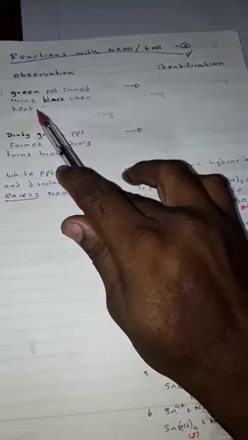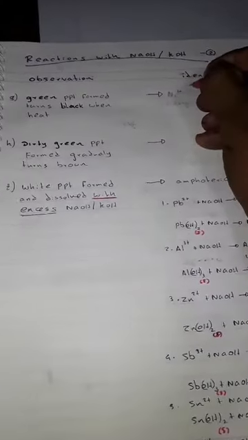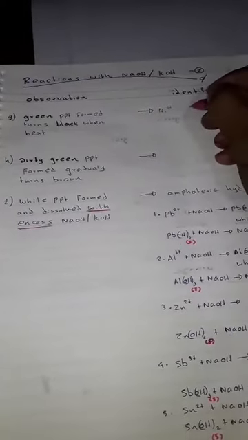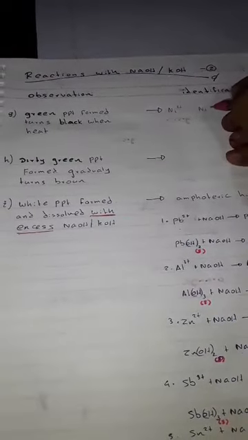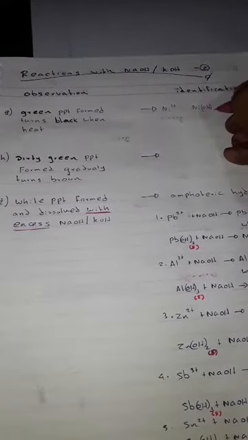If a green precipitate is formed and it turns black when heated, that should be nickel hydroxide. That means there are Ni2+ ions in the solution. There should be Ni2+ ions in the solution, and that green precipitate is nickel hydroxide.